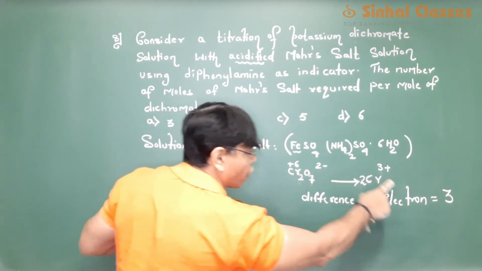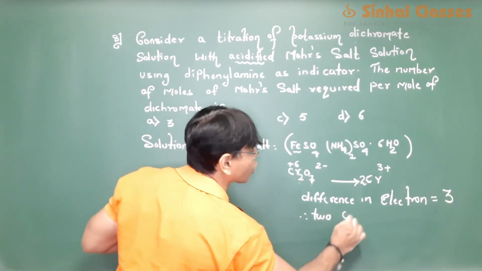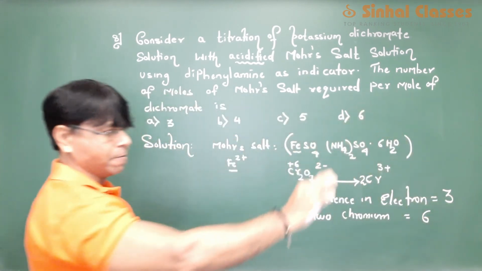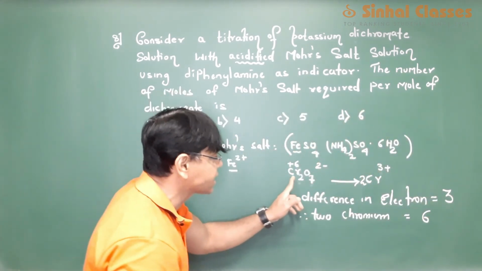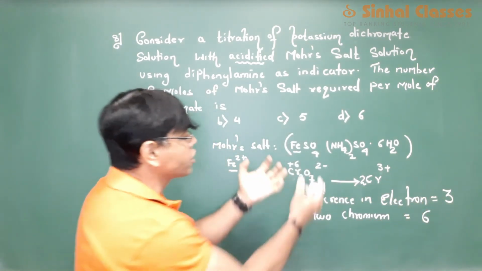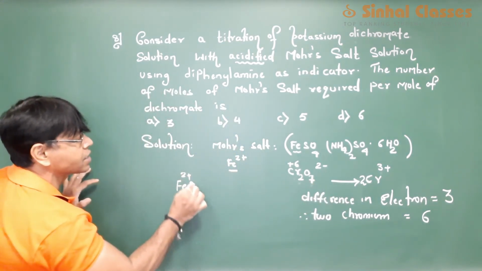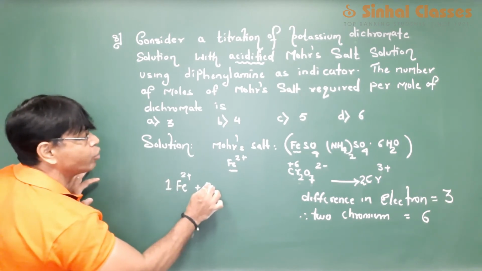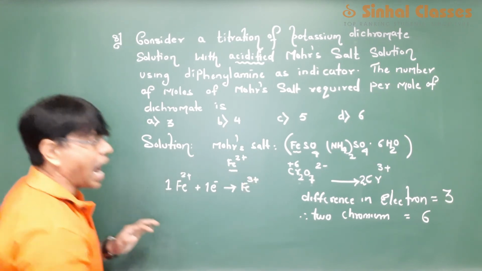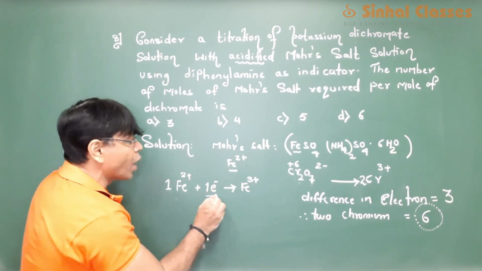But then there are 2 chromium here. So for each chromium it is 3. Therefore for 2 chromium, the difference will be of 6 electrons. That means each Cr will take 3 electrons. So 2 Cr will take 6 electrons. So it wants 6 electrons. Now come back here. Now we know that one Fe2+ can lose 1 electron and turn into Fe3+. But I require 6 electrons. So 1 Fe is giving me only 1 electron.